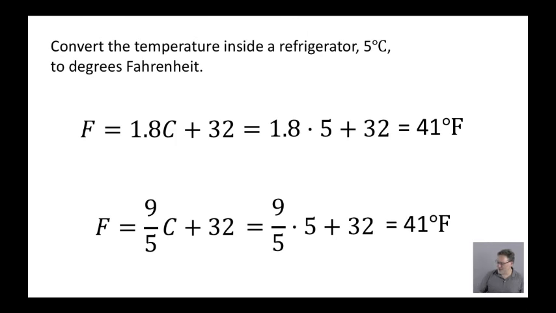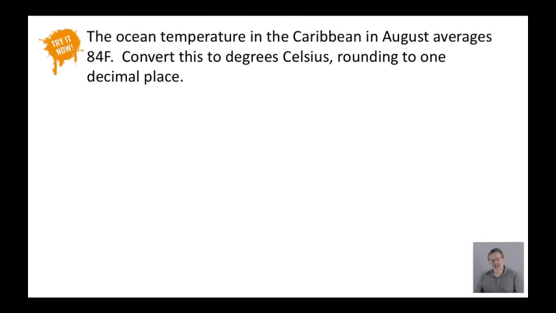So take some time to do this one here. The ocean temperature in the Caribbean in August averages 84 degrees Fahrenheit. Convert this to degrees Celsius, rounding to 1 decimal place. Take some time to do that.